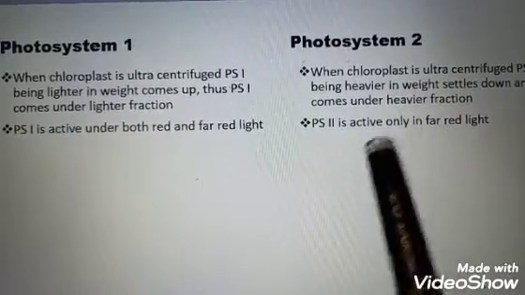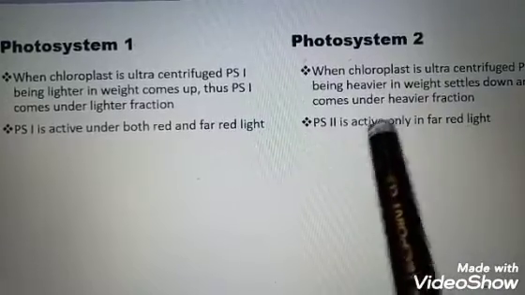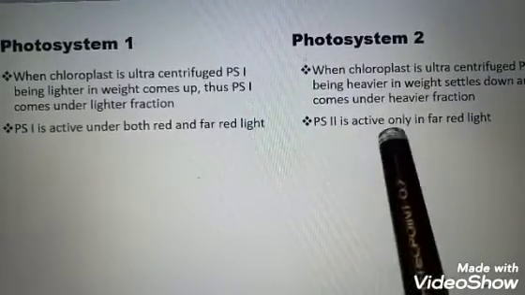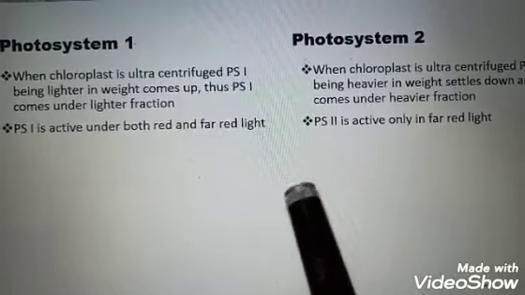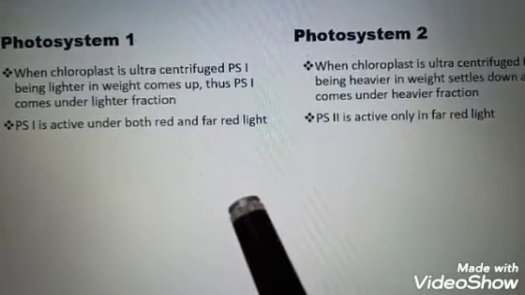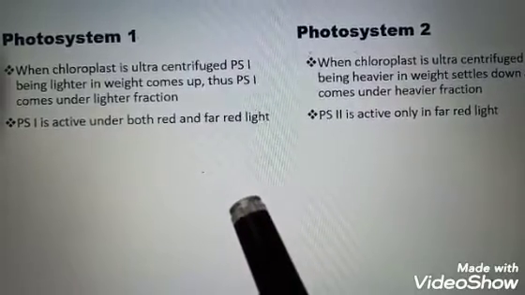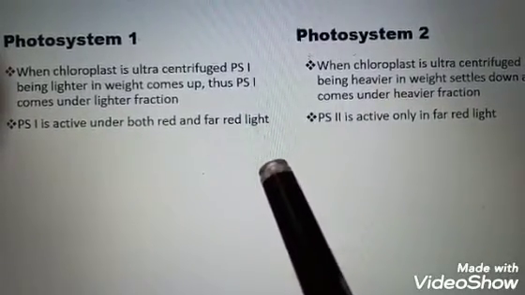In the next class we will deal with non-cyclic and cyclic photophosphorylation, the Emerson enhancement effect, the red drop effect, photooxidation of water, and ATP. This is about the energy conservation, or energy needed, for the assimilation of one molecule of CO2 fixation.